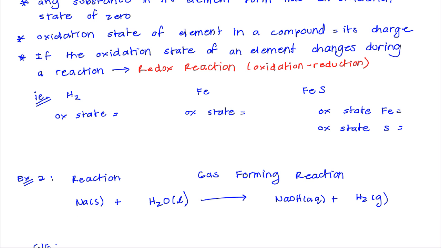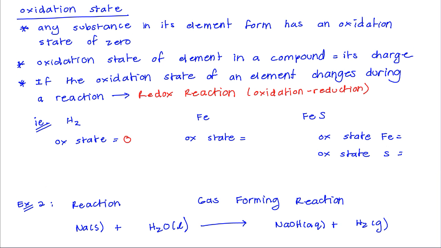Let's practice determining what the oxidation state is for different substances. For example, we have H2 hydrogen gas, and since it is a molecular element, it's in its elemental form, it has an oxidation state of 0. The same for iron. If we just have iron solid, iron metal, it has an oxidation state of 0. What about iron sulfide? In this case, we have a compound, so we need to figure out what the charge is for each of the elements in the compound. Sulfide always has a -2 charge. So to balance that out, we have one iron that has to have a +2 charge. So that tells us what the oxidation states are. We have +2 for iron and -2 for sulfur.